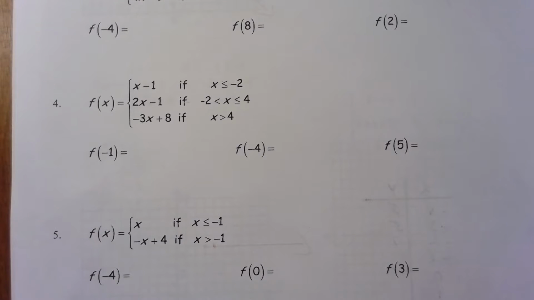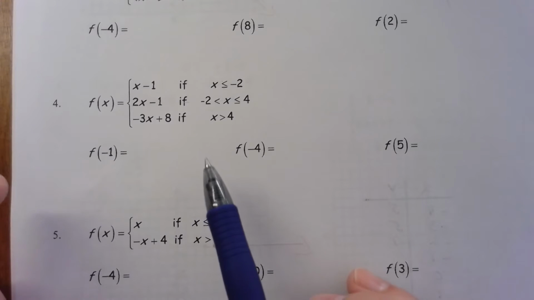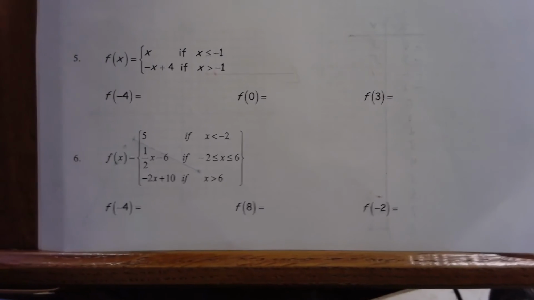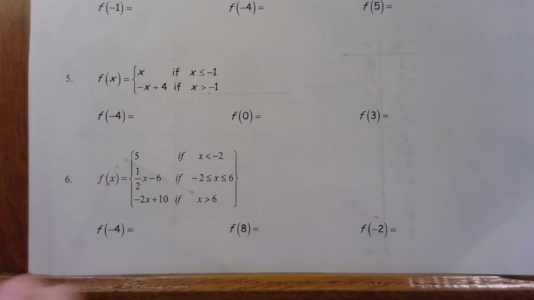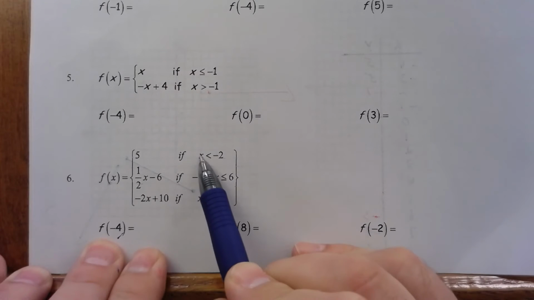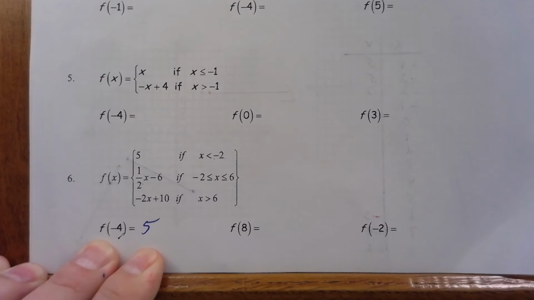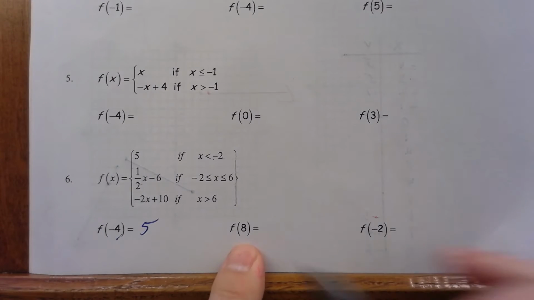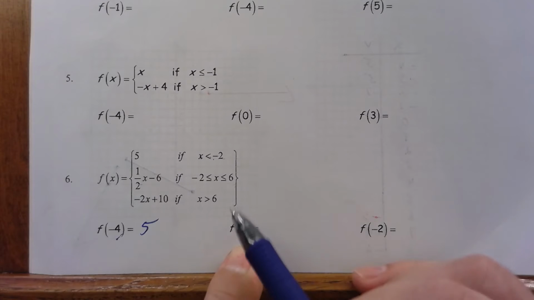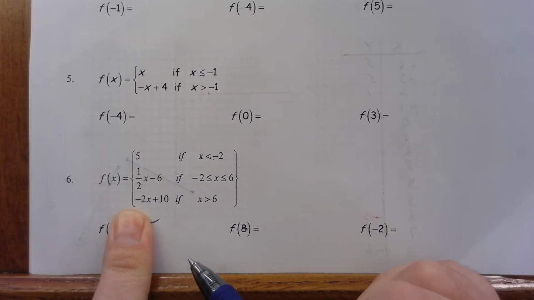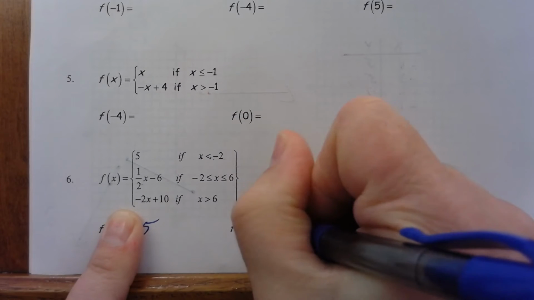Do you want me to do 6 instead of 4? Okay. So negative 4. Is negative 4 less than negative 2? Yes. So 5. So is 8 less than negative 2? Is 8 in between negative 2 and 6? No. So 8 is greater than 6. So negative 2 times 8 plus 10, negative 6.